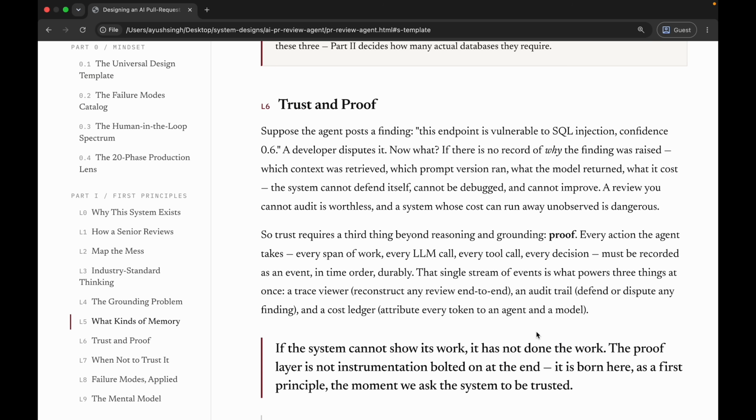So suppose the agent posts a finding: this endpoint is vulnerable to SQL injection, confidence is 60%. A developer disputes it. Now what? If there is no record of why the finding was raised, which context was retrieved, which prompt version ran, what the model returned, what it cost, we cannot defend it. It cannot be debugged. It cannot be improved.